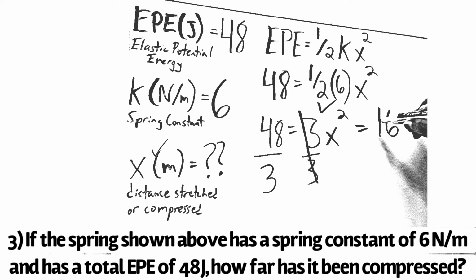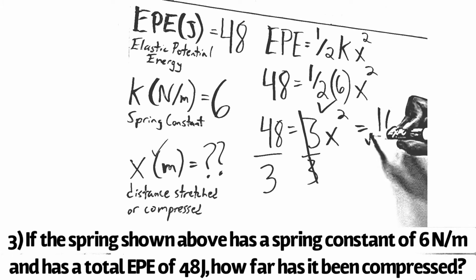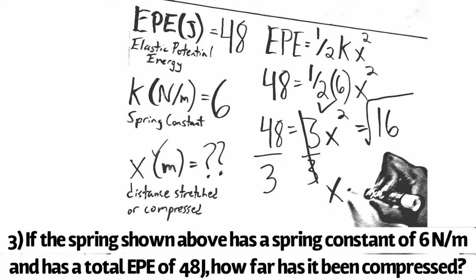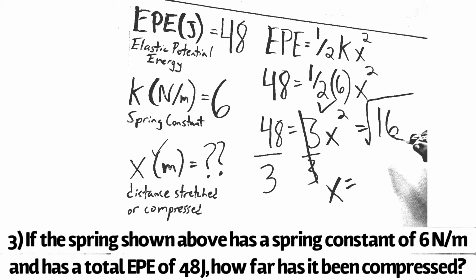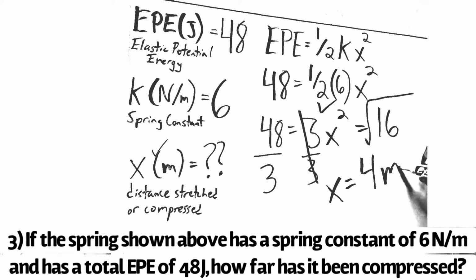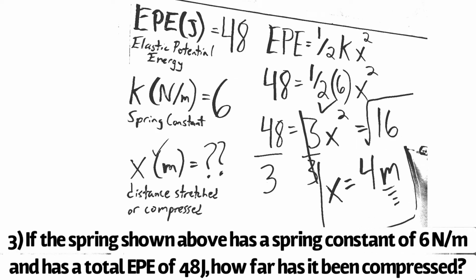If you don't know off the top of your head, you can simply do the square root of 16. And when you put that in your calculator, you will find that the square root of 16 is equal to 4. That means that that spring was compressed a distance of 4 meters, and you always put the unit. The unit for distance has always been meters since August.